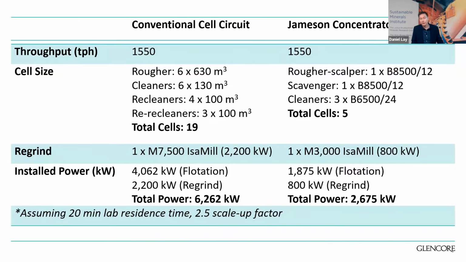So if we compare the Jameson Concentrator approach to a conventional circuit design approach, the magnitude of the differences becomes apparent. Application of the Jameson Concentrator approach reduces the number of cells from 19 cells down to just 5, and the installed power from 6.2 megawatts to 2.7 megawatts, which is a 57% reduction. However, this is only a hypothetical case. So let's look at some real world examples.